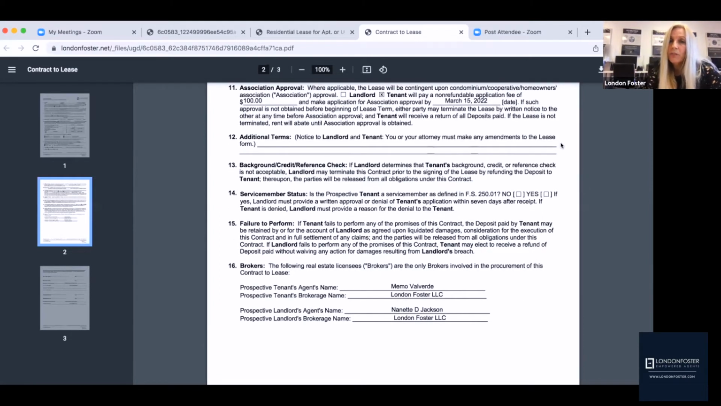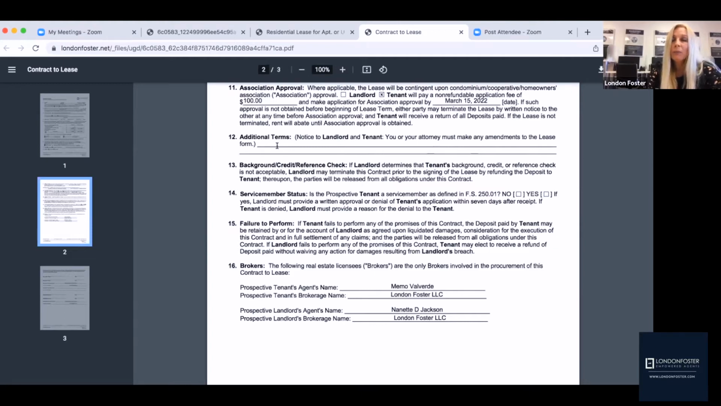Moving on to number 12, additional terms. This is an area for any additional terms, and this should be done, it says, by an attorney. If you want to make any amendments to the lease form, it needs to be done by an attorney. We don't really have addendums to leases, but if you have the contents, I consider that an addendum to the lease with the contents if it's furnished. So just be careful about this, because the state of Florida doesn't allow us to make any amendments or omit.